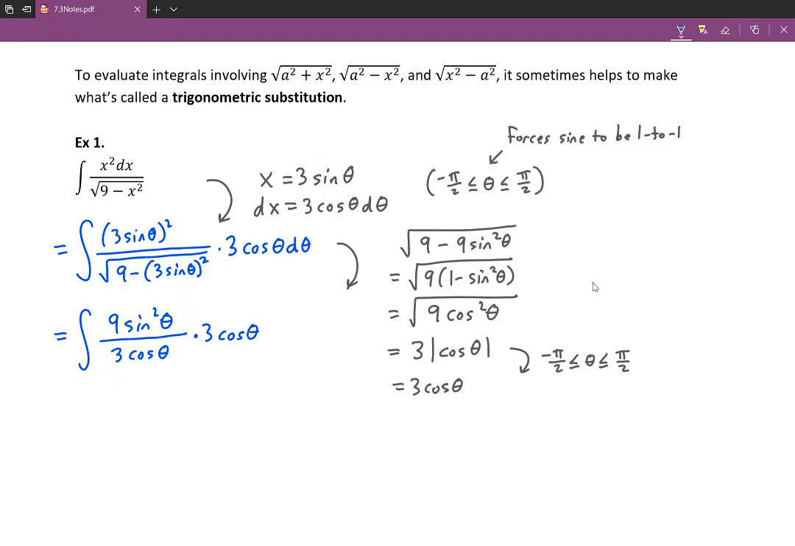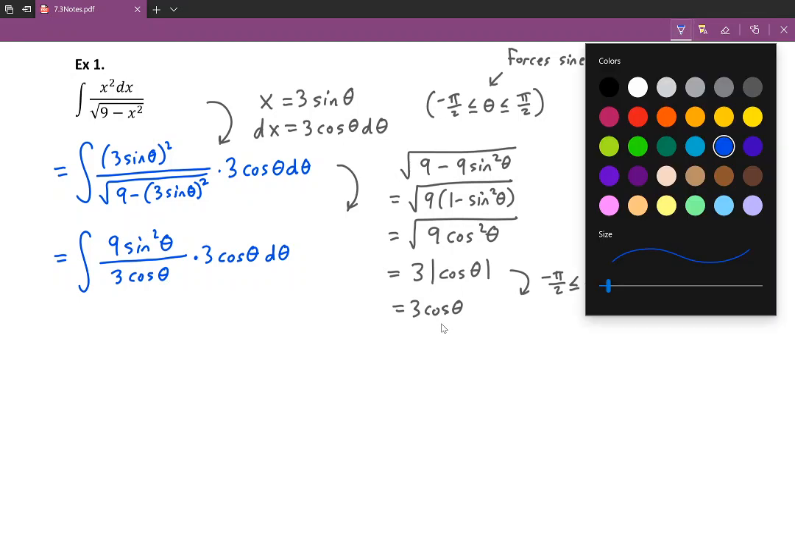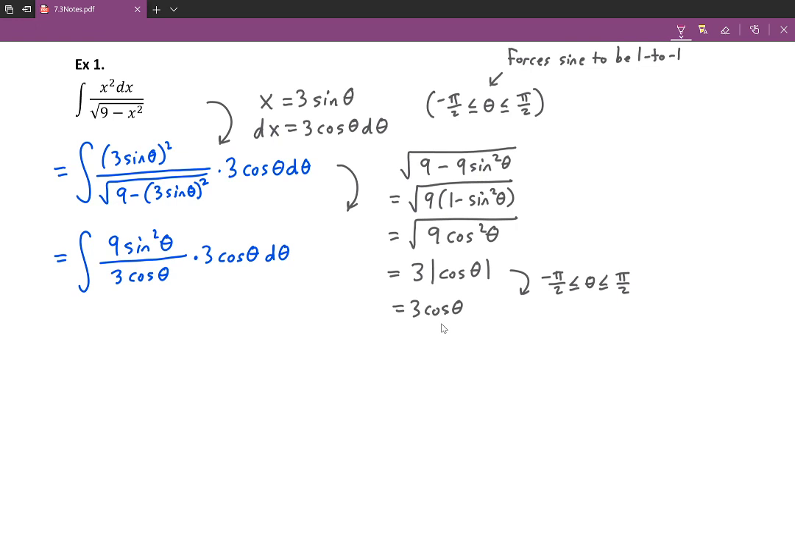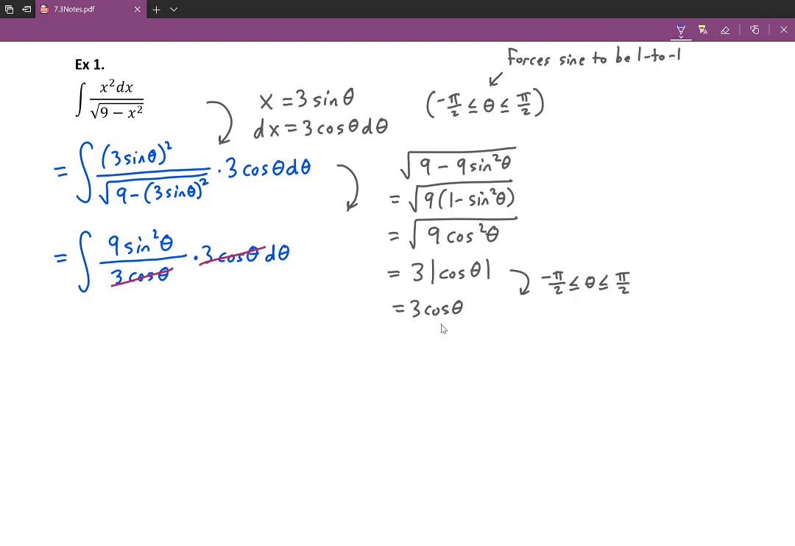We'll copy down the rest of it. All right, scroll down a little bit. Now, we can simplify in the radical. Choose a nice red here. Is that a good red? Good enough. So the 3 cosine thetas cancel, and we just end up with the integral of 9 sine squared theta d theta.